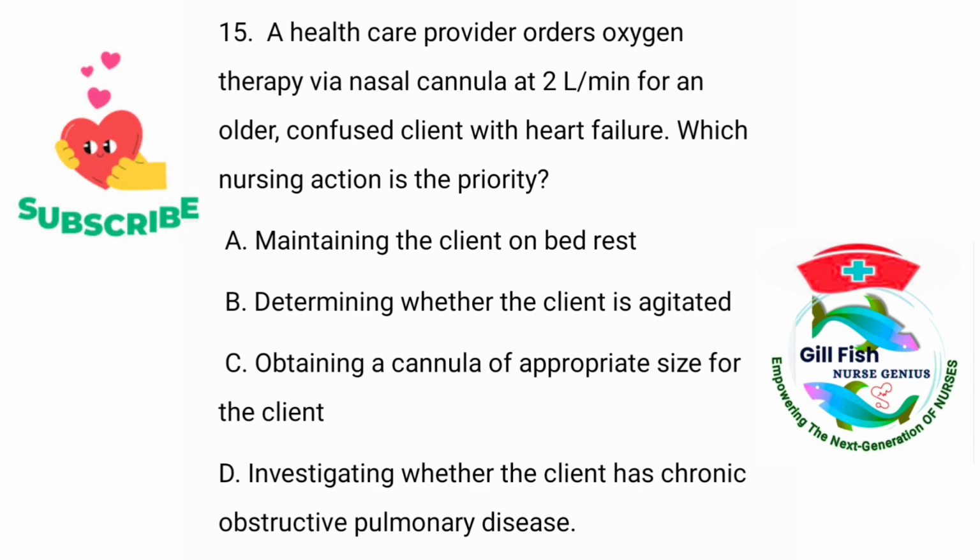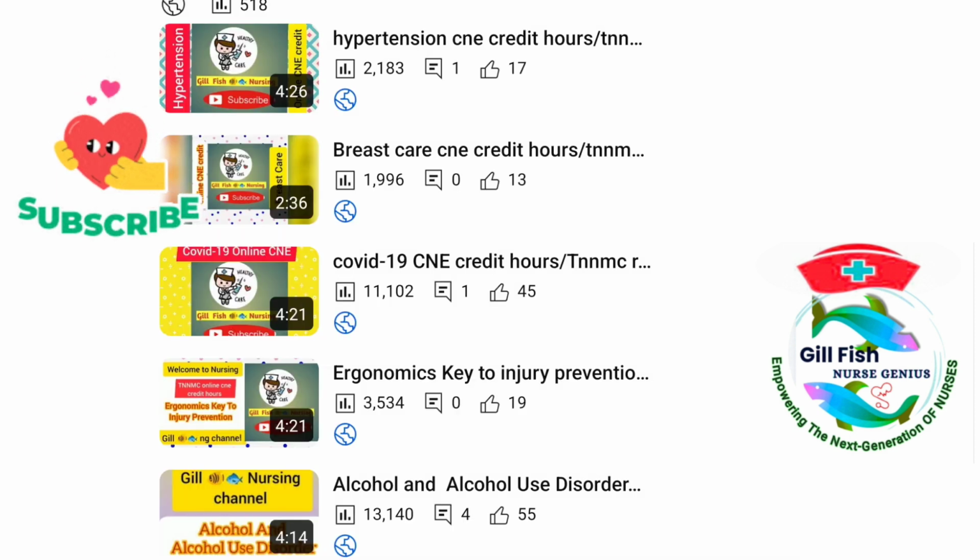Actually, what is the question? The patient is on a nasal cannula at 2 liters per minute, a confused client with heart failure. If the person is confused, automatically they will forget everything. They don't know what is going on. So maybe he is getting angry, and anger is one of the agitations. So what is the correct answer? Option B, determining whether the client is agitated. That will be the correct answer for this question. Okay, fine. Next question.